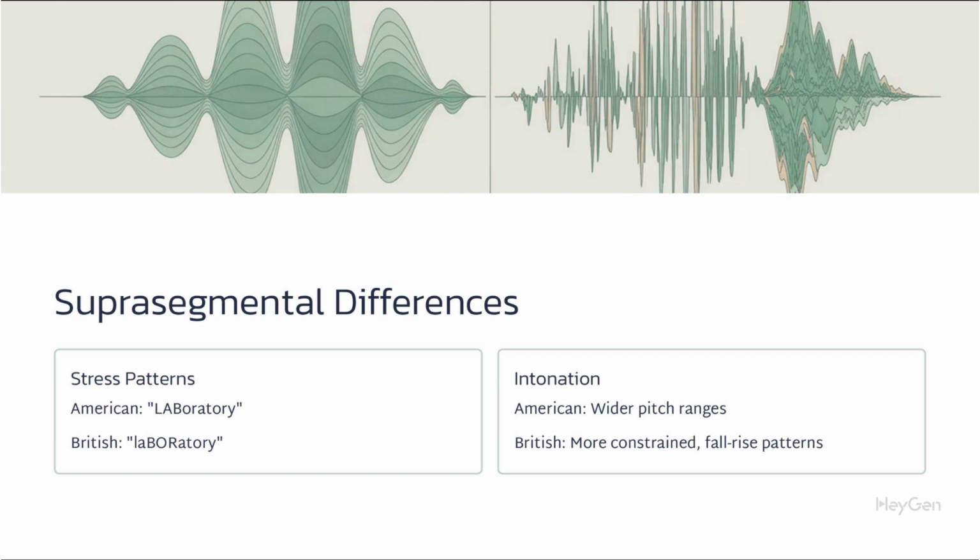Intonation patterns also distinguish the varieties significantly. American English tends toward wider pitch ranges with dramatic movements, including that characteristic high-rising terminal that can make statements sound questioning. British English employs more constrained pitch ranges with distinctive full-rise patterns, serving specific communicative functions.